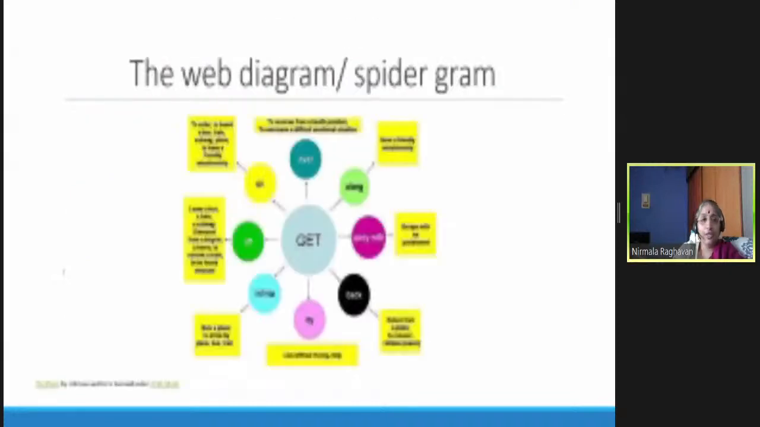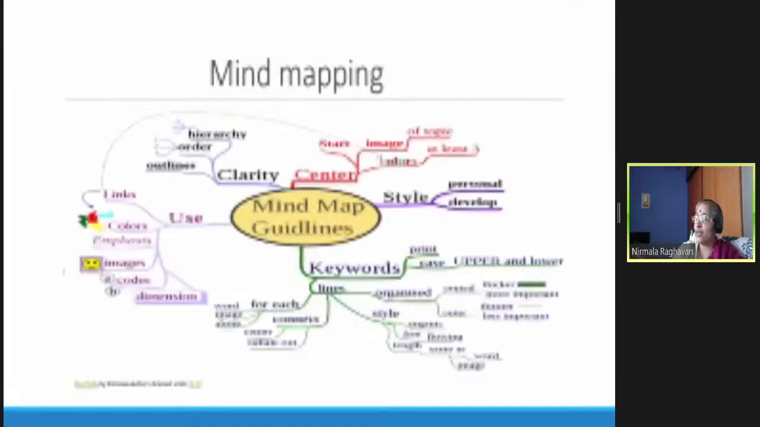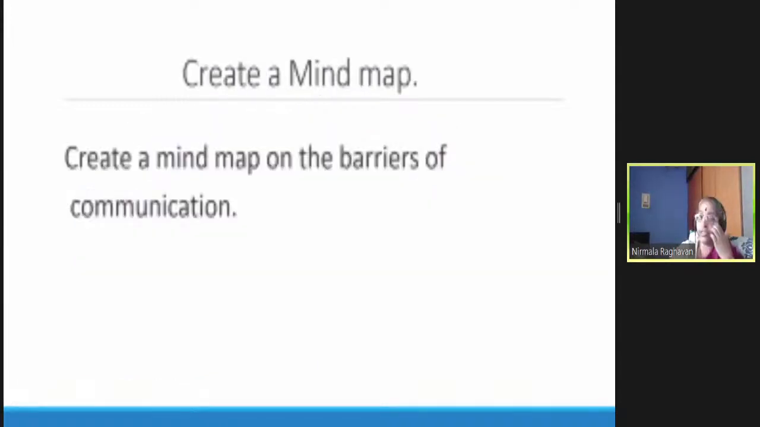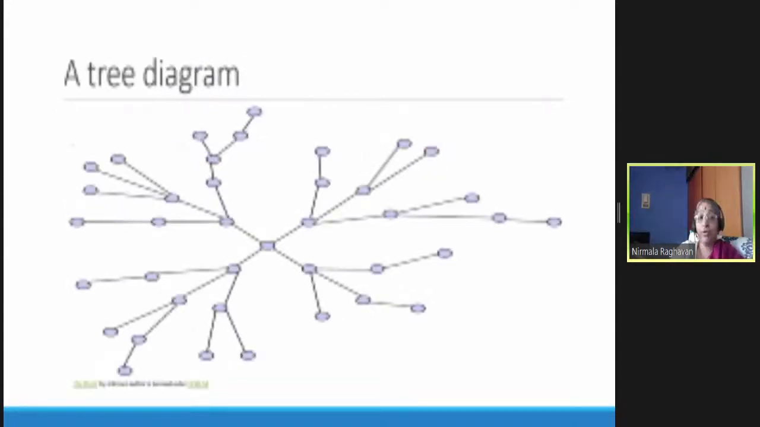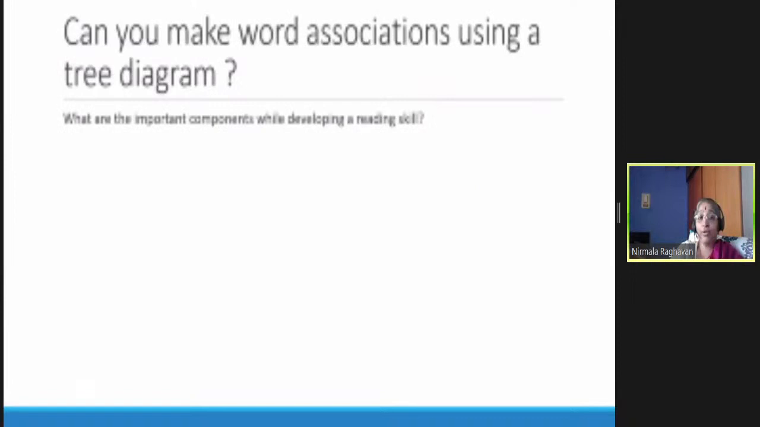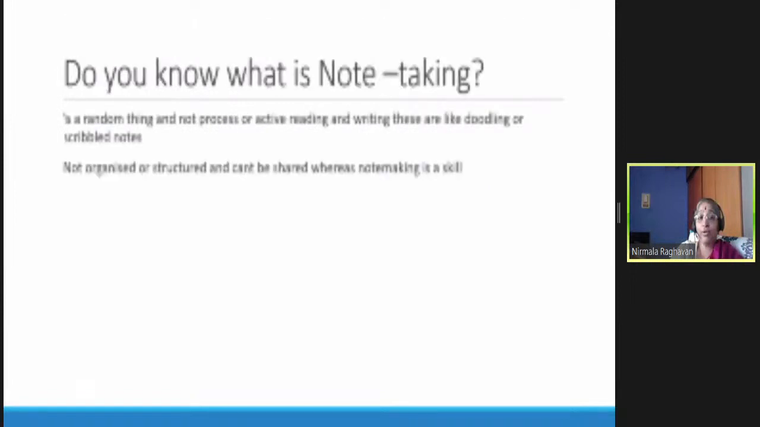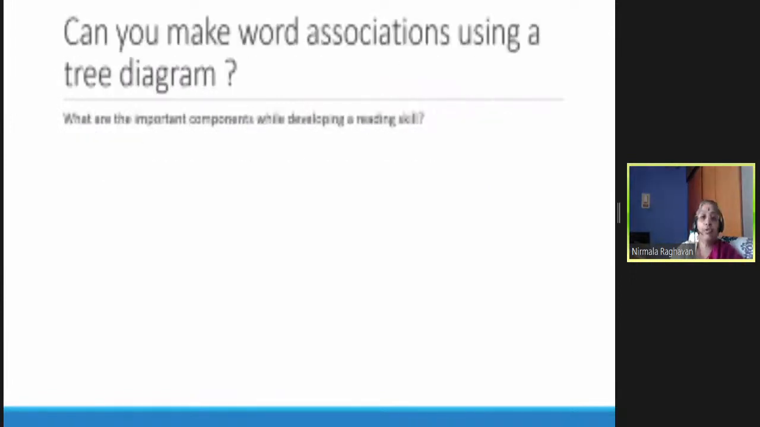I'm just going to run through this array diagram. This is the web diagram. This is mind mapping. Again, it's blurred. Anyway, you can listen to me. If the screen is blurred, don't worry, because these are things that I already showed you. Okay, a tree. I told you I'll show you a tree diagram for vocabulary. I'll do that maybe in the next class.